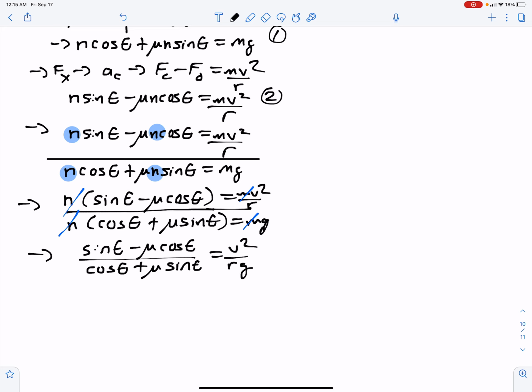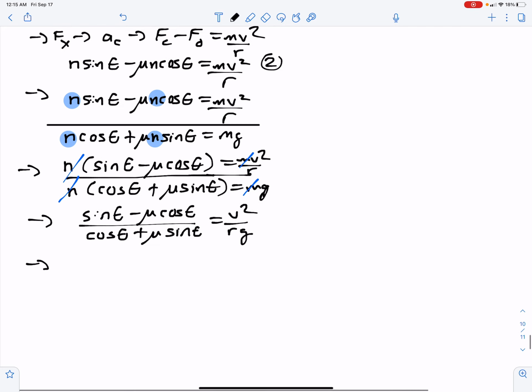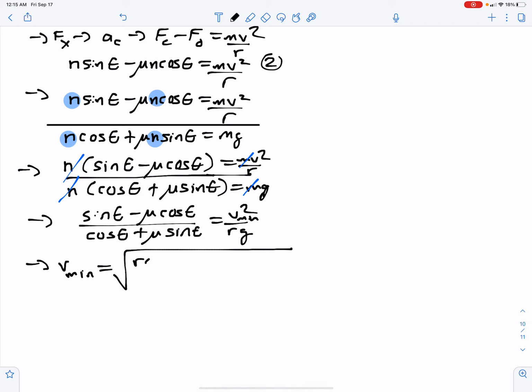So to solve for v max, or actually this would be v min, we're talking about the minimum speed, we have to multiply by rg and then take the square root. So v min is going to be the square root of rg times that big old mess there: sine of theta minus mu cosine theta, all over cosine of the angle plus mu sine theta. All right, let's plug into that.